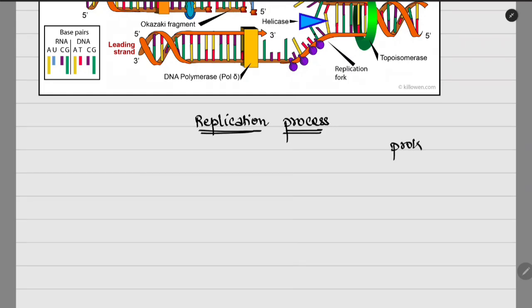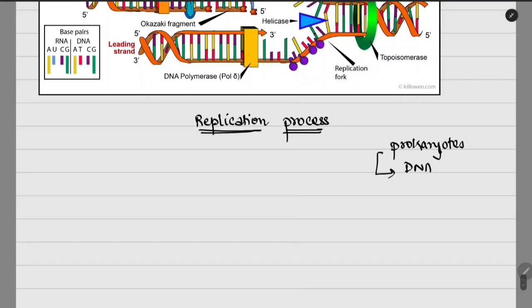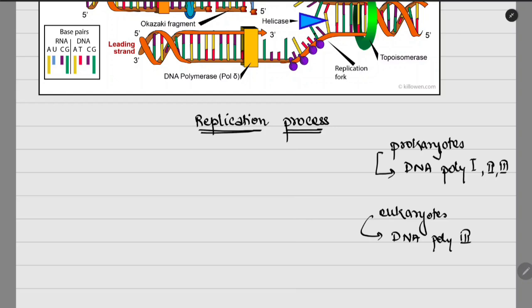First, if I take the prokaryotes, the DNA polymerases are DNA polymerase 1, 2, and 3. But in eukaryotes, there are no DNA polymerase 1 or 2, but the DNA polymerase 3 is present. This DNA polymerase 3 has 5 subtypes. The 5 subtypes include the alpha, beta, gamma, epsilon, and delta. Okay, each one has their own function.